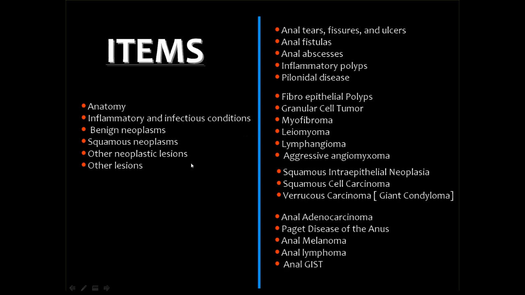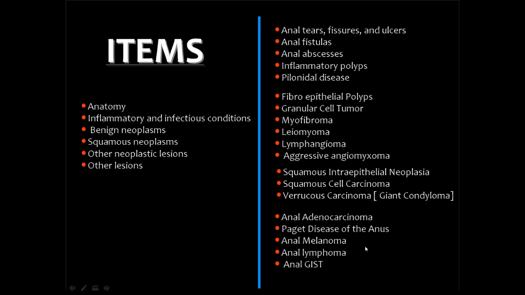Then we will discuss some of the benign lesions occurring in the vicinity of the anal canal, like the fibroepithelial polyps, the granular cell tumor, the myxofibroma, the leiomyoma, the lymphangioma, and also the neurofibroma. Then we will discuss the squamous neoplasms like squamous intraepithelial neoplasia, squamous cell carcinoma, verrucous carcinoma, and aggressive angiomyxoma.